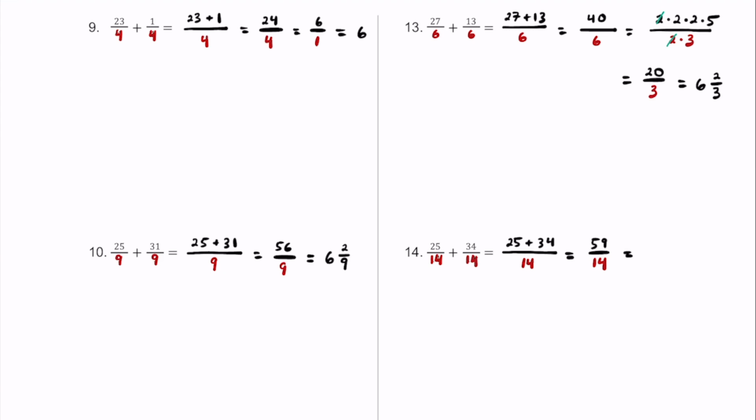And how many times does 14 go into 59 since this is an improper fraction? 14 times 1 is 14, 14 times 2 is 28, 14 times 3 is 42, 14 times 4 is 56, which is only 3 away. So I think we're going to say it goes in 4 times, that's 56, that's 3 away, so that's a remainder of 3. So we have 4 and 3/14 would be our mixed number version for our sum here.